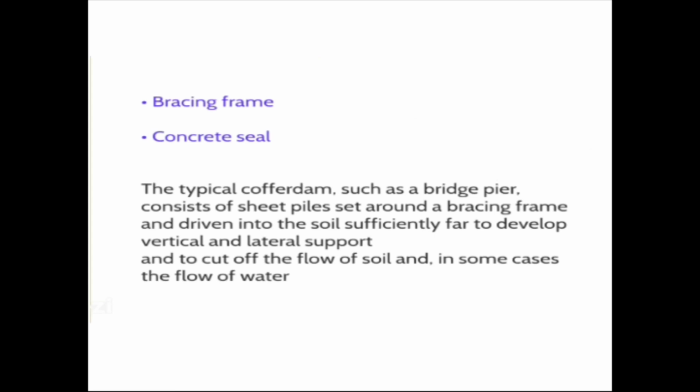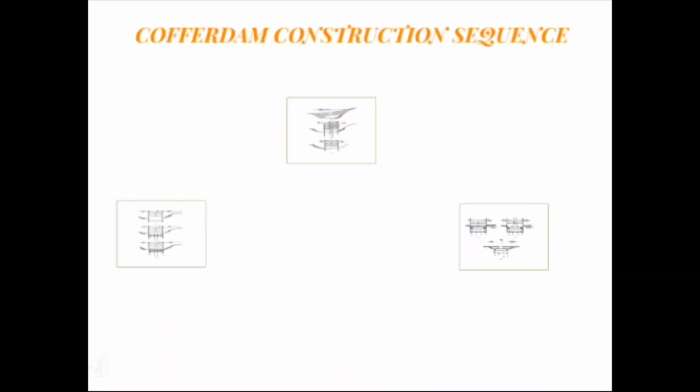Other components of a cofferdam are the bracing frame, and the last one is the concrete seal. The typical cofferdam, such as for a bridge pier, consists of sheet pile set around a bracing frame and driven into soil sufficiently far to develop vertical and lateral support and to cut off the flow of soil and, in some cases, the flow of water. Cofferdam construction sequence. The figure will be properly shown in the next slide.